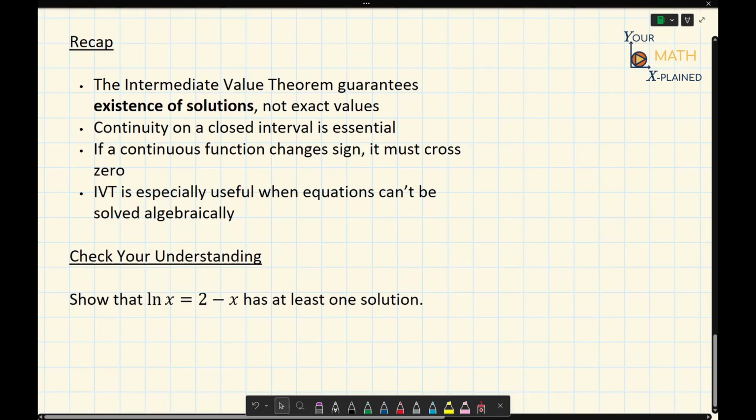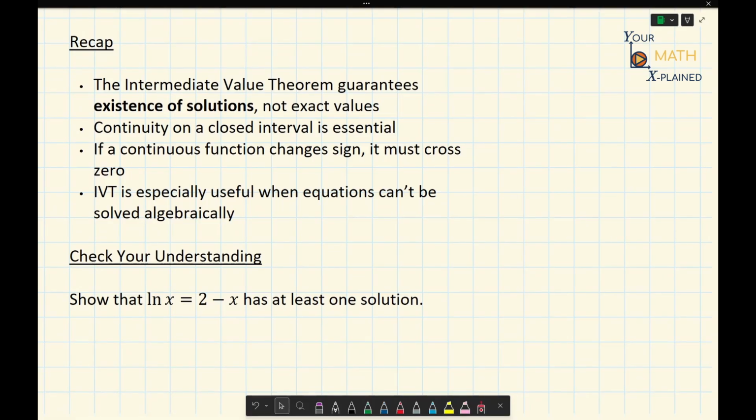We learned that the intermediate value theorem guarantees existence of solutions, but it doesn't help us find the exact values. And in order to use it, continuity on a closed interval is essential. And we used it to show the existence of solutions for certain functions equaling to 0. And the reason is because if a continuous function changes sign, then it must cross 0. So the intermediate value theorem is especially useful when equations can't be solved algebraically.